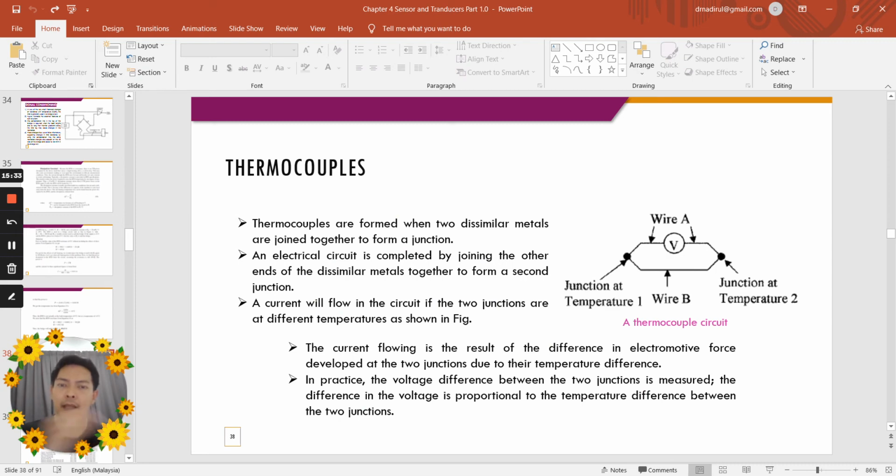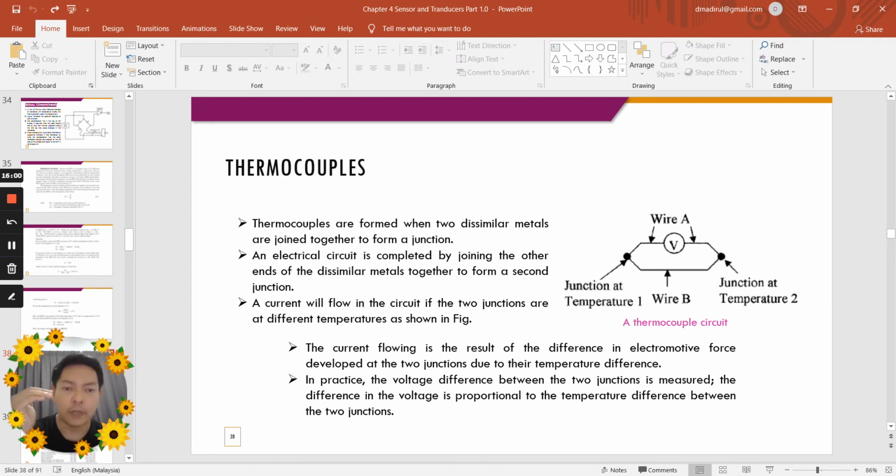Okay. Another type of temperature measuring device is a thermocouple. Okay, thermocouples are formed when two dissimilar metals are joined together to form a junction. Okay, and an electrical circuit is completed by joining the other ends of the dissimilar metals together to form a second junction. Okay, the current will flow in the circuit if the two junctions are at different temperatures, as shown in the figure below. Okay, we have the figure here.